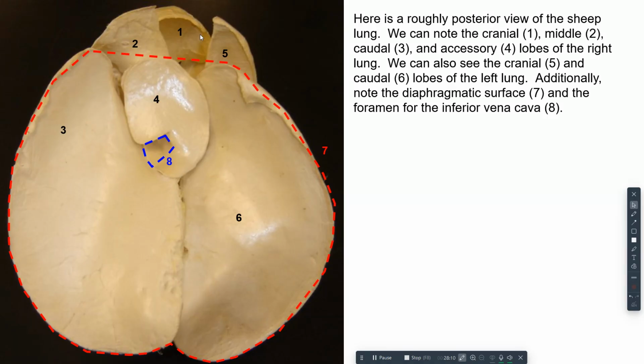sheep lung. But again, we can see the cranial, the middle, the caudal, the accessory lobe right there, cranial, caudal right there. And most interestingly, there's a hole right here. That hole right here is for the inferior vena cava to sneak through to get to the heart.